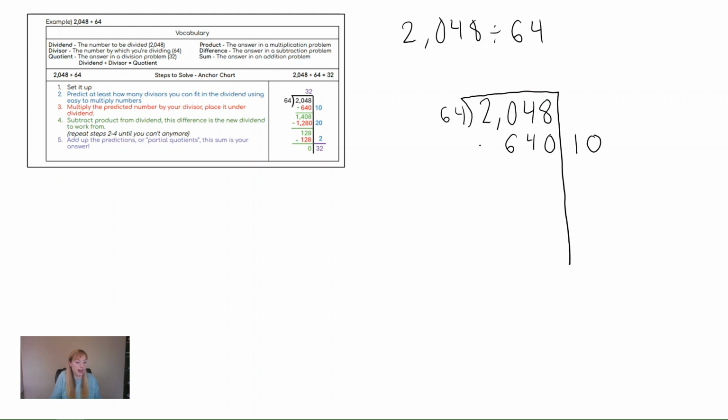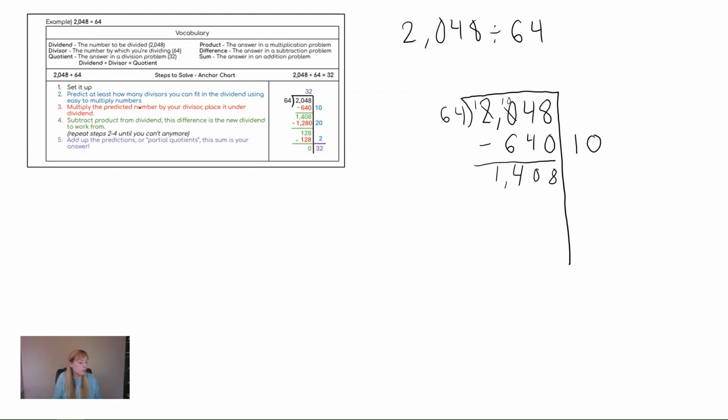Okay, so I'm going to subtract that product from my dividend, 2,048. 8 minus 0 is 8. 4 minus 4 is 0. I have to borrow here. That leaves me with 1,408. That is my new dividend to work from. All right, now I'm going to repeat steps 2 to 4 until I can't anymore.